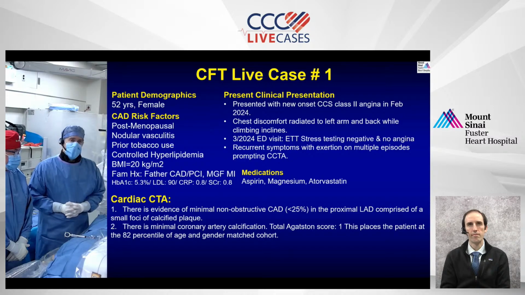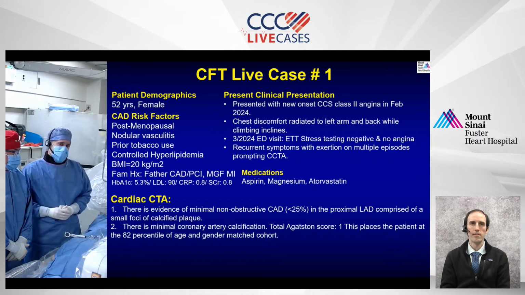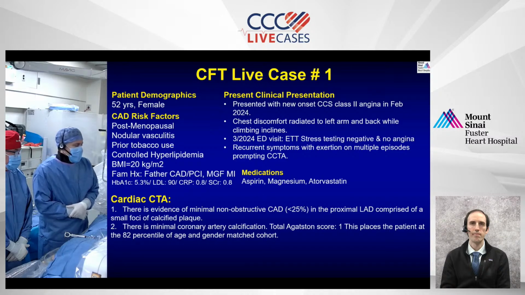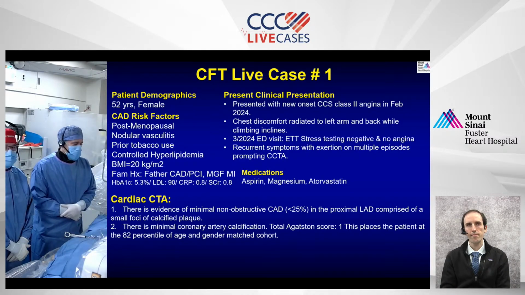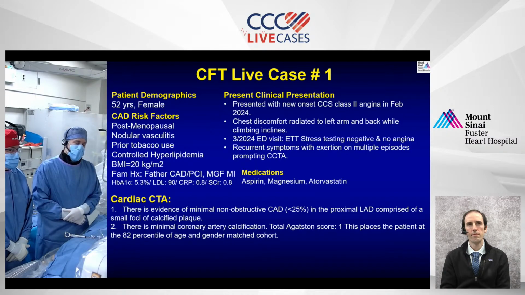She then developed recurrent symptoms, very typical of her initial presentation, with chest discomfort on multiple episodes, and her cardiologist sent her for a coronary CTA. The coronary CTA showed just minimal non-obstructive coronary disease in the proximal LAD, which they quantitated as less than 25%, and a very small focus of calcified plaque with a total calcium score of 1.